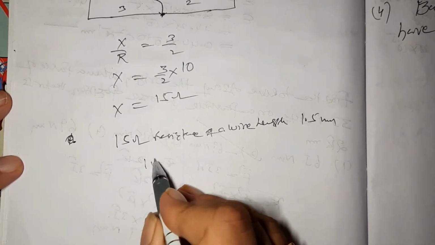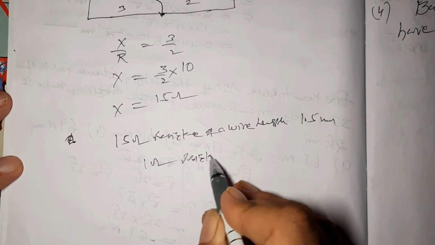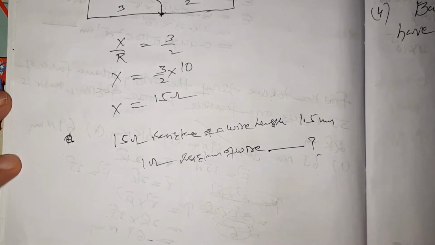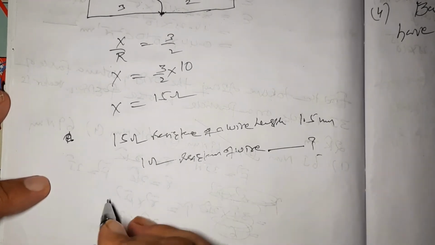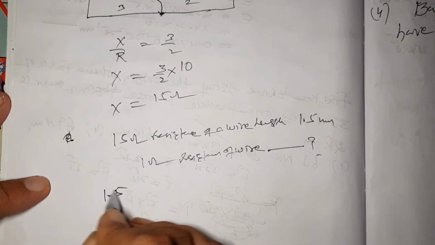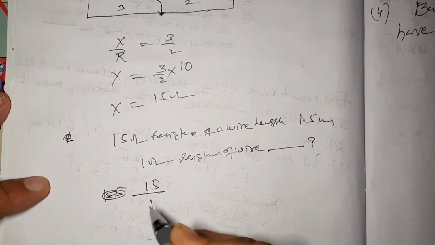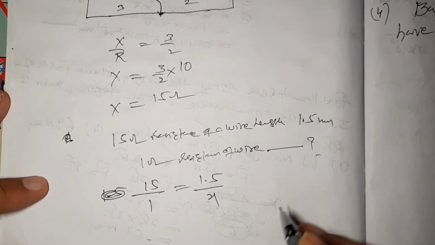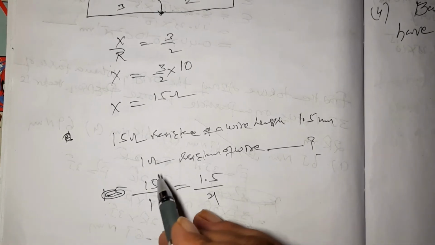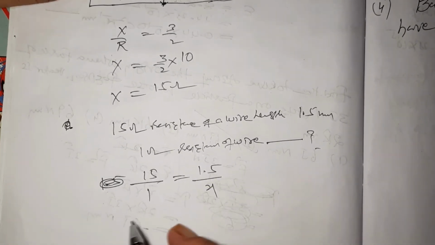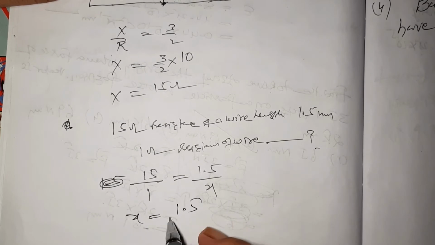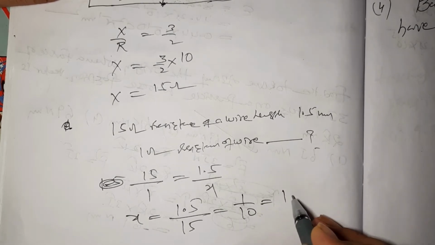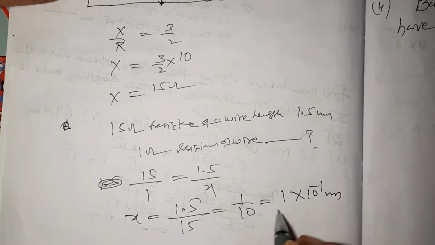Right. How much length does 1 ohm resistance of wire have? Here 15 divided by 1 is equal to 1.5 divided by X. We want to find the length of the 1 ohm resistance. X is equal to 1.5 divided by 15, that is equal to 1 by 10. That is equal to 1 into 10 to the power of minus 1 meter.